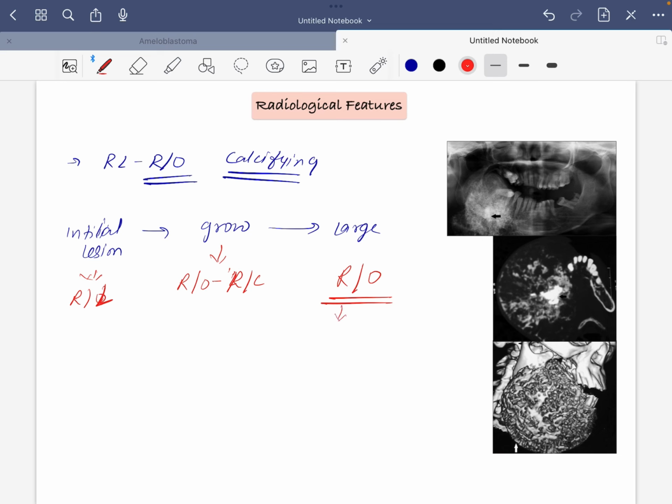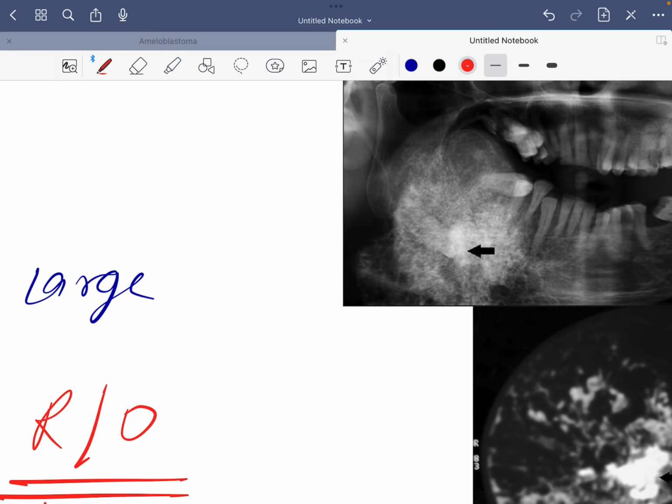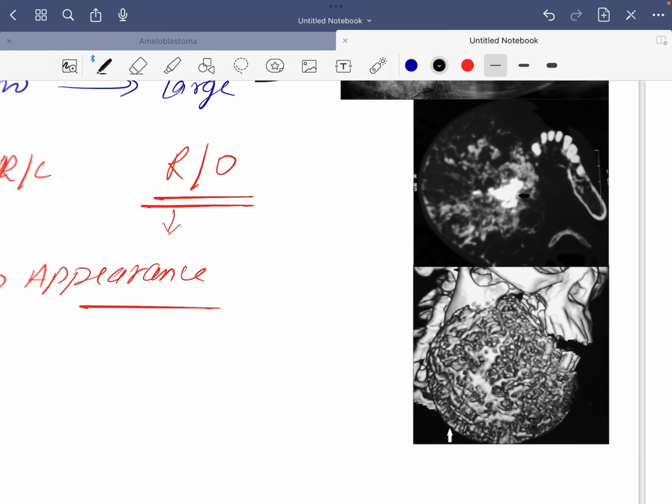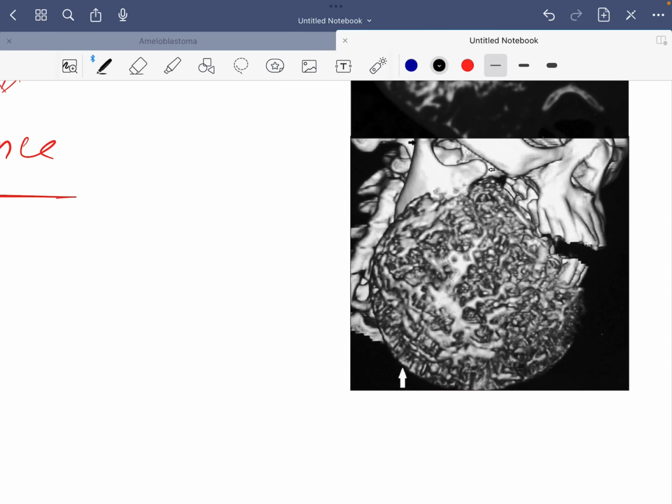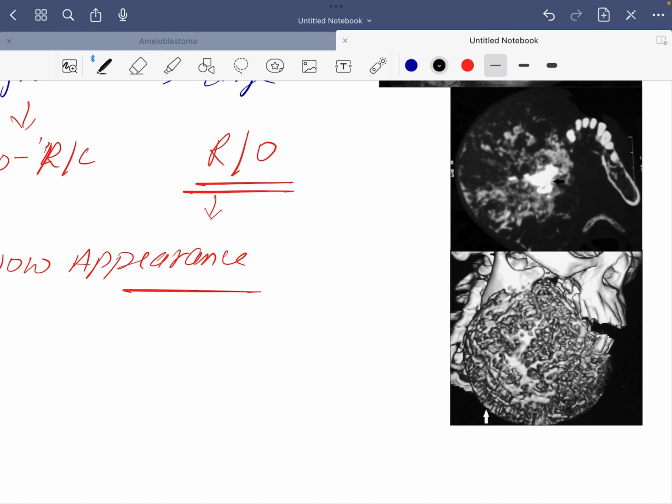The very prominent, very beautiful appearance of radio opacity is known as driven snow appearance. As you can see, the tumor within the mandible has ill-defined margins. This is the driven snow appearance. This is how Pindborg tumor appears in CBCT. You can see the amount of calcification. As it grows, it becomes more calcified. You can see a mix of radiolucent and radio opacity.